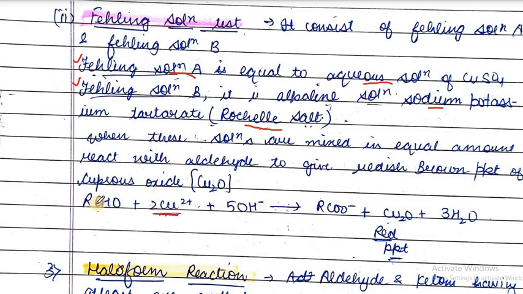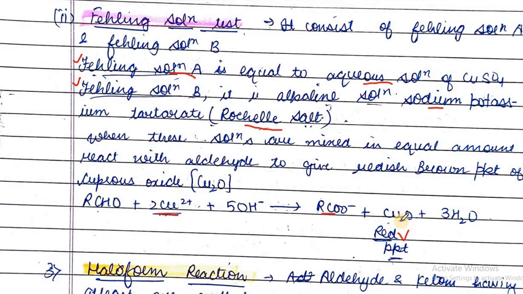This reacts with aldehyde to give a salt of acid and Cu2O, cuprous oxide, which is a red precipitate, and this indicates the presence of an aldehyde. So aldehydes only give this test, and ketones do not give this test. By this also we can distinguish the aldehydes and ketones.